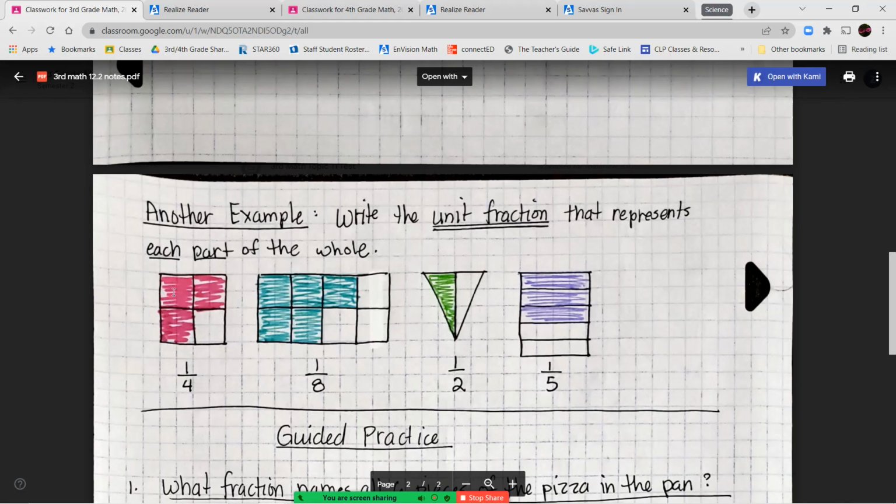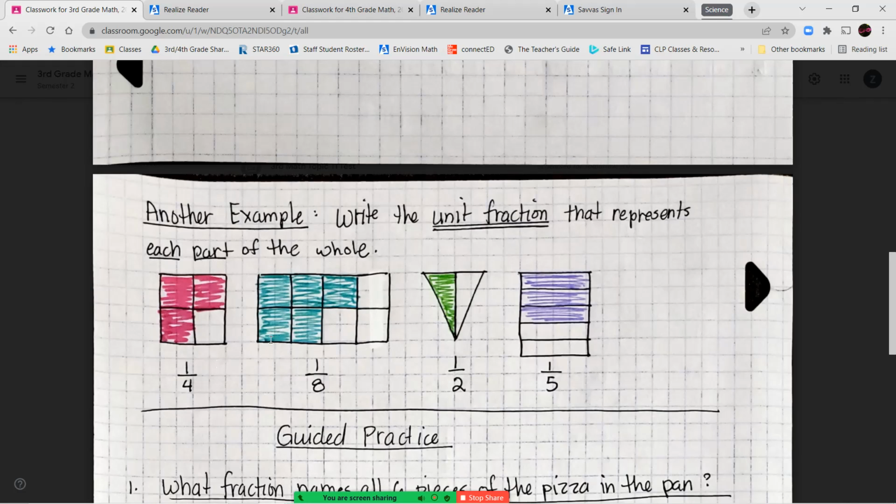So over here, we can see that our shape is split into 4 pieces. So 1/4 is the unit fraction that represents this shape. Over here, our shape is split into 8 equal pieces. So our unit fraction would be 1/8. Here, our shape is split into 2 equal pieces. So our unit fraction is 1/2. This shape is split into 5 equal pieces. My unit fraction is 1/5.